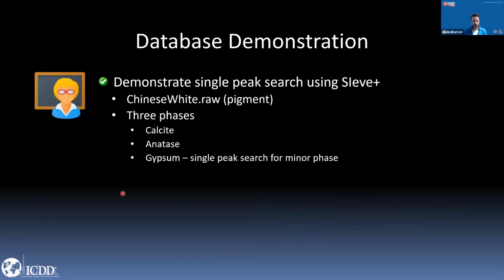All right, so I'm going to do a database demonstration, and I'm going to import a Chinese white pigment file. Now, this contains 3 common phases that you would expect in a paint pigment: calcite, anatase, and gypsum. But you'll see what happens with the gypsum phase is that because it's a very minor phase, it doesn't pop out at us in our search results. But I'm going to show you how you can use a single peak search to target that phase and essentially bring it out to the top of the search results.